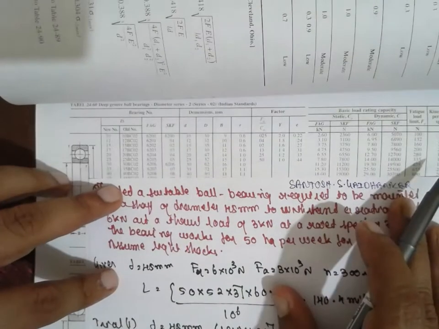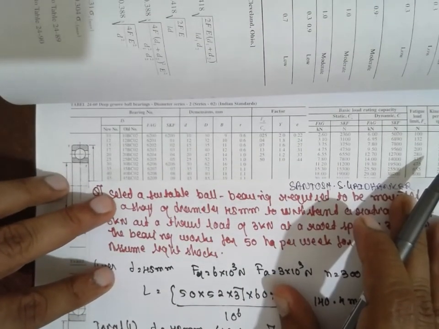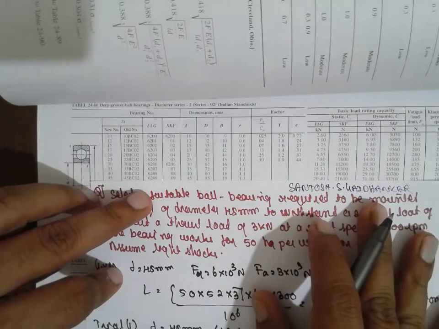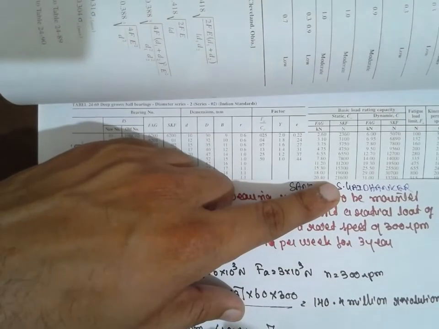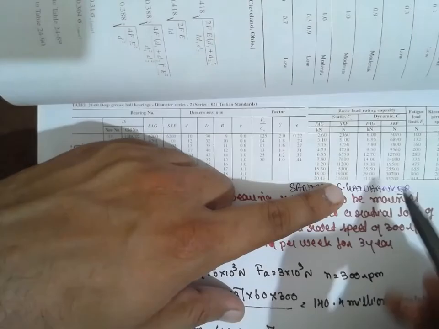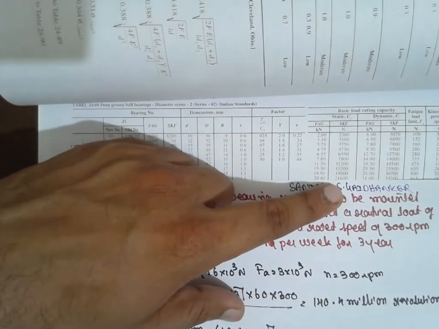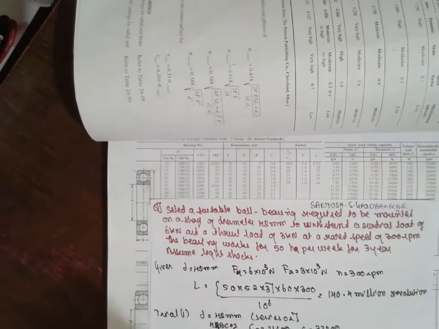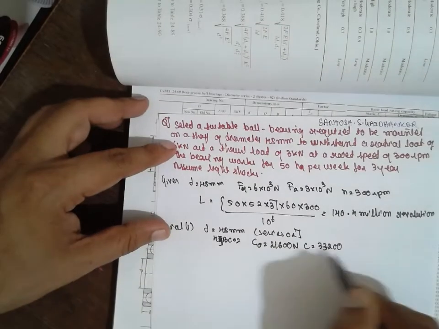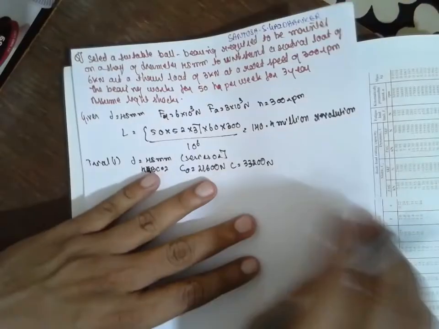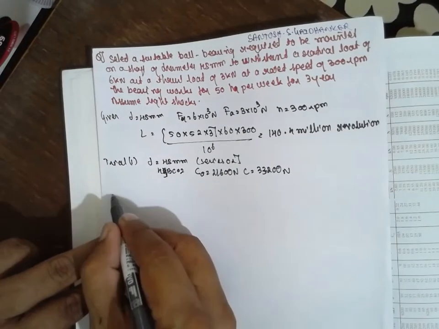Here I will go for finding 45. Sorry, this is 45. This is diameter 45. I will go for 45. The value for this one is the C naught value, that is static, which will be 21600, and dynamic will be C is equal to 33200. Okay, next, after knowing this, I will go for step one.